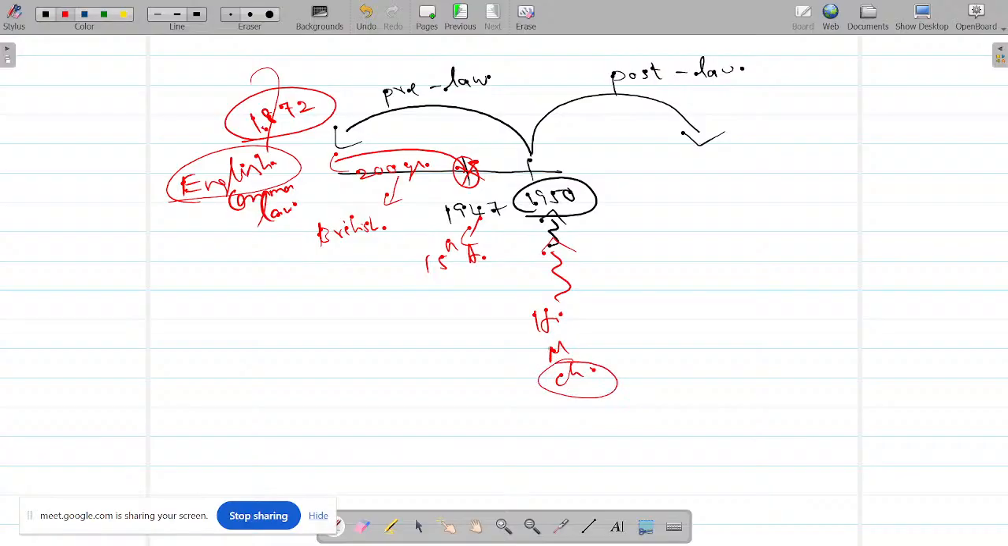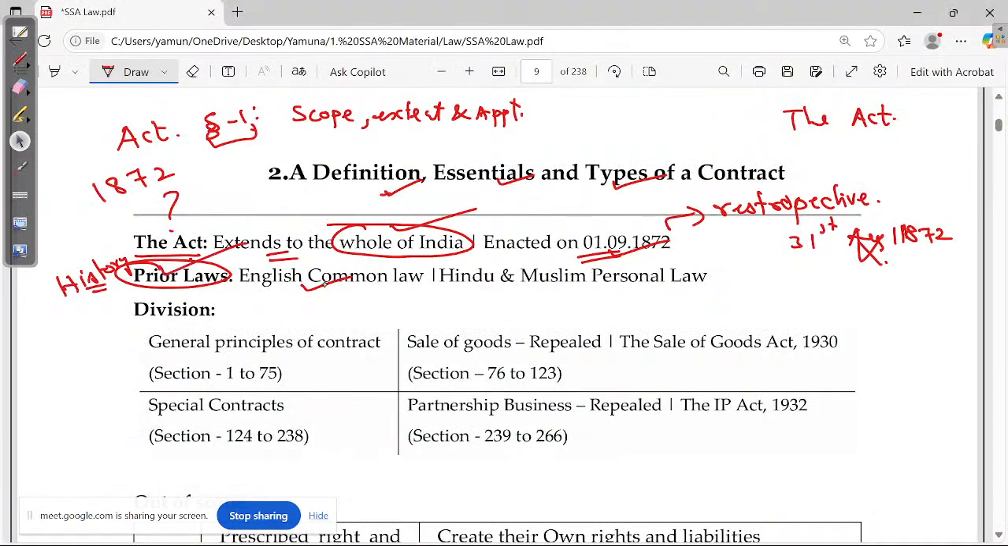Okay. But what happened is we have to refer to these Hindu and Muslim laws also. So we are referring to the prior laws, not only English common law, but also Hindu and Muslim personal law. We'll call these religious laws. Okay, Hindu and Muslim law.